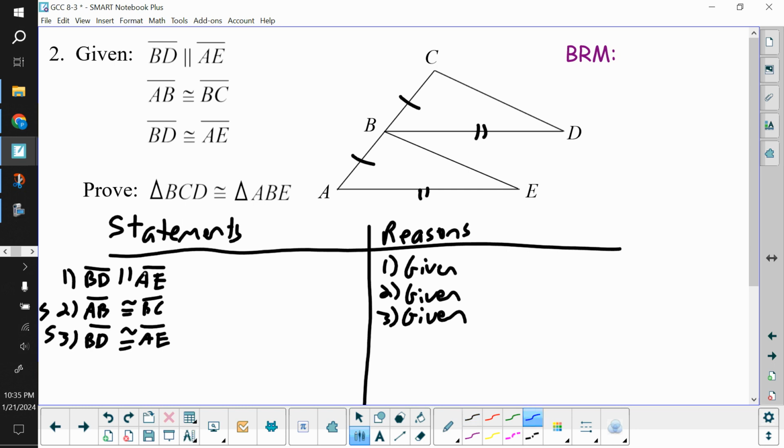I'm going to mark my parallel lines up with the arrowhead. So here's BD and AE. We'll put an arrowhead on each of those. So when we try to do our zigzag, we want to do our zigzag including those parallel lines. So our zigzag in this case would look like this.